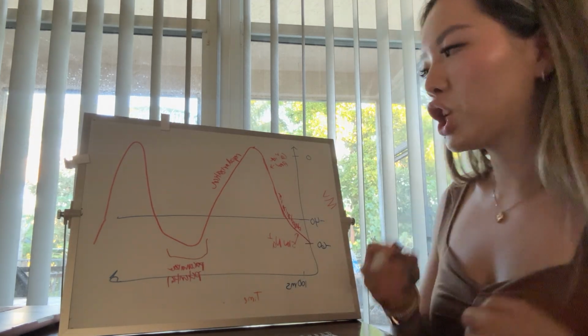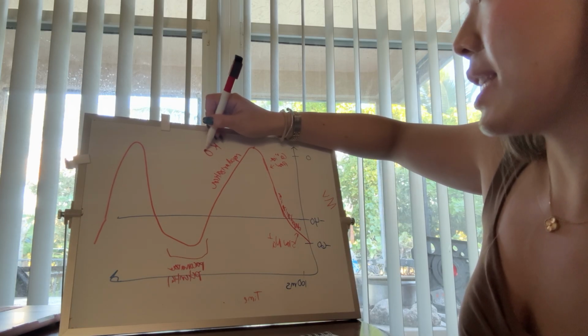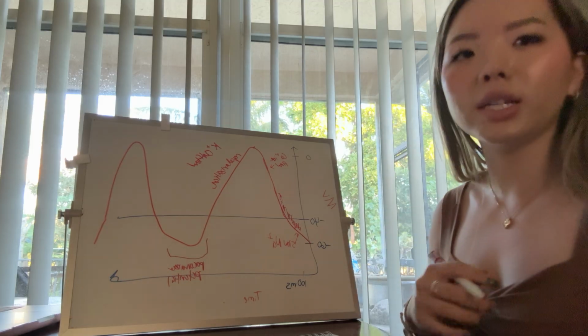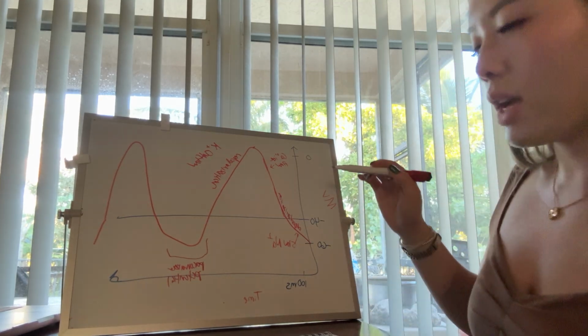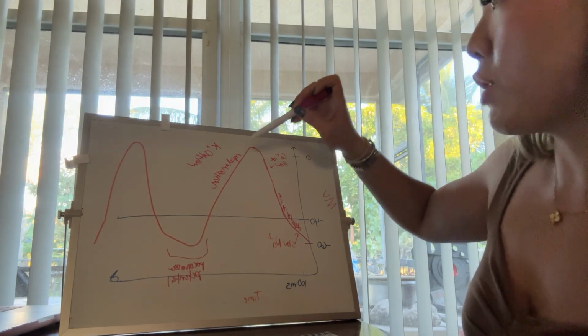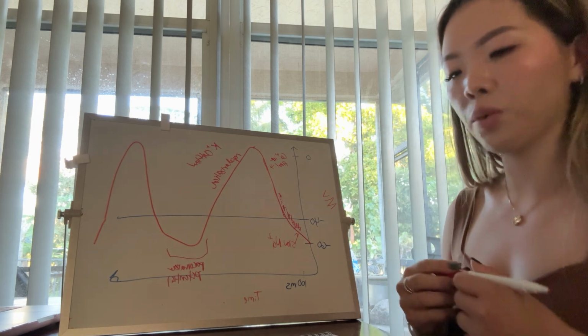When repolarization occurs, it's because there is an outflow of potassium ions coming out of the cell membrane. And I wanted to say that whenever you see a depolarization and repolarization, that is known as action potential.